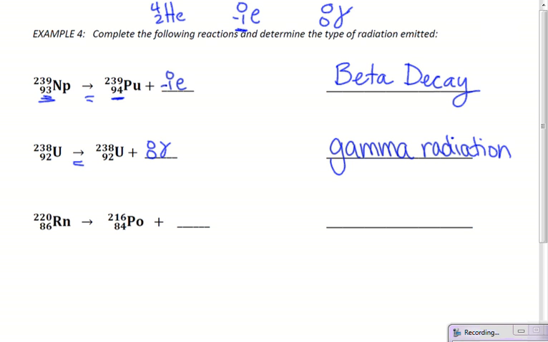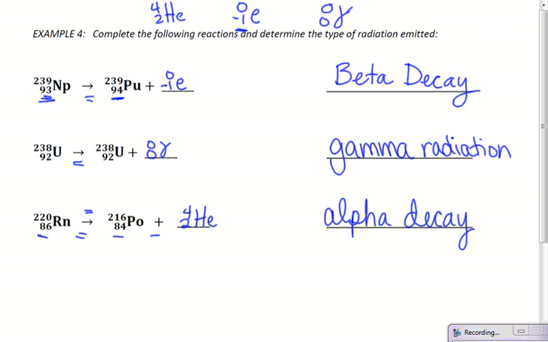Okay, last one here. We've got an isotope of radon. It has 86 protons. So 86 is equal to 84 plus 2. And then we look at the top number. We have 220 is equal to 216 plus 4. So we look at our options. That's going to be He. A helium nucleus is an alpha particle. So this is going to be alpha decay. Not radiation, but decay, because it has decayed into a different element.